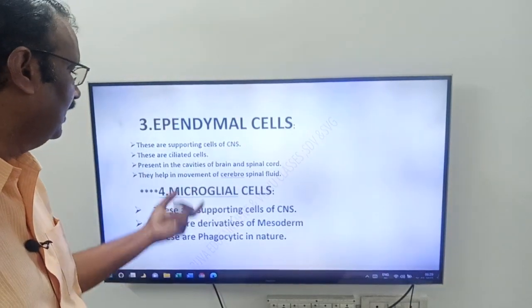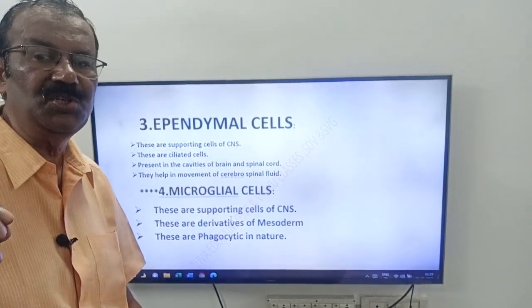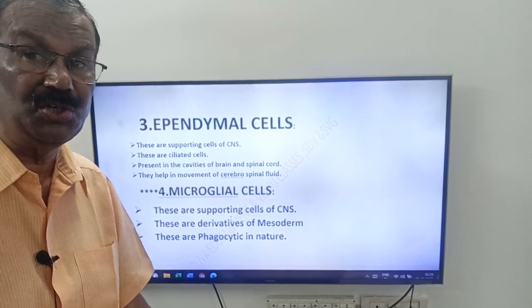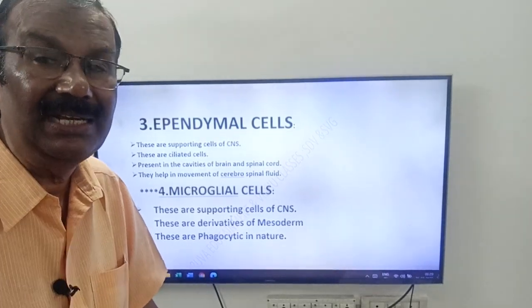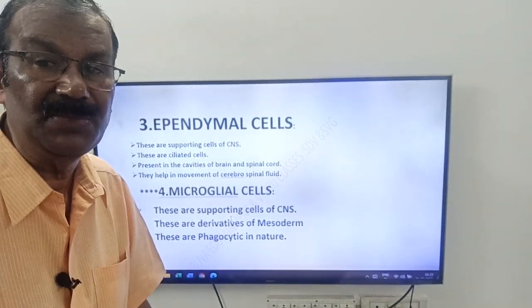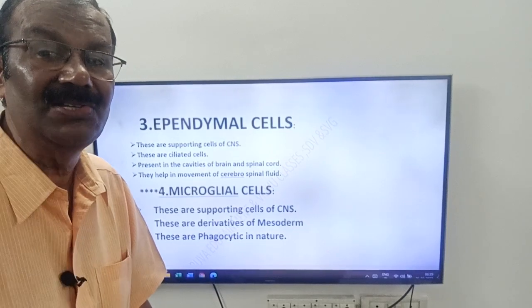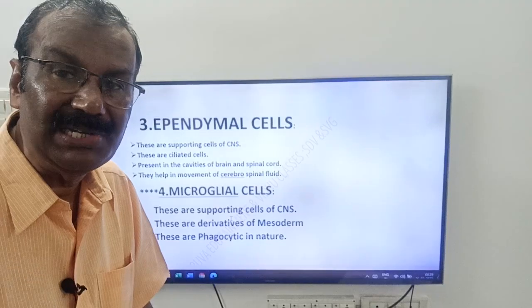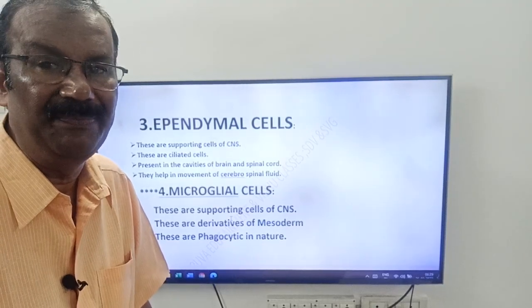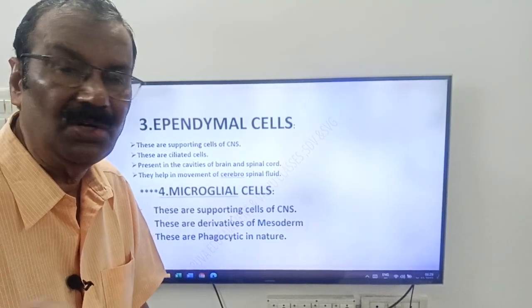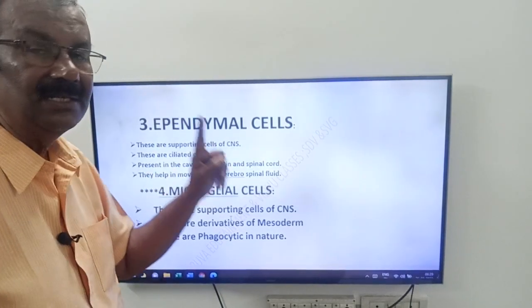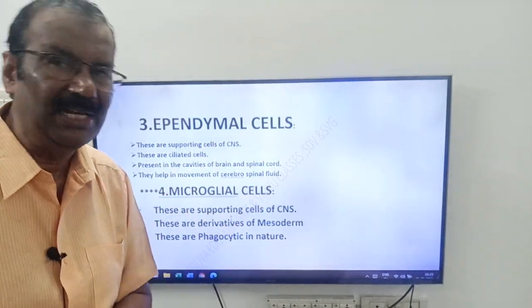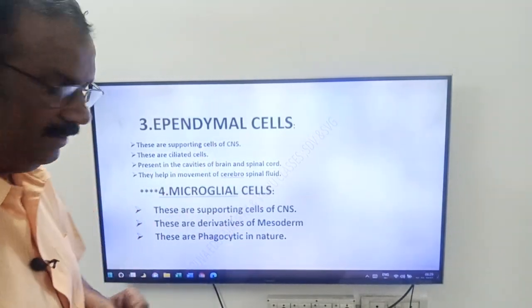What is their role, friends? They help in movement of the cerebrospinal fluid. Friends, CSF, cerebrospinal fluid, is present in the cavities of the brain and spinal cord and in the meninges also. So the cerebrospinal fluid which is present in the central nervous system, its movement is controlled by whom, friends? By the ciliated ependymal cells. Okay friends, that is about the ependymal cells.